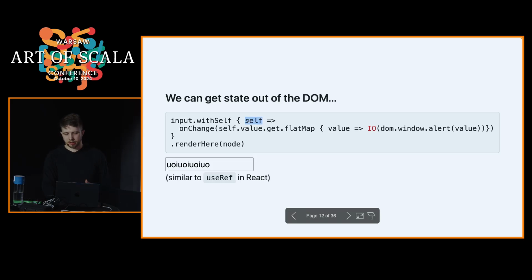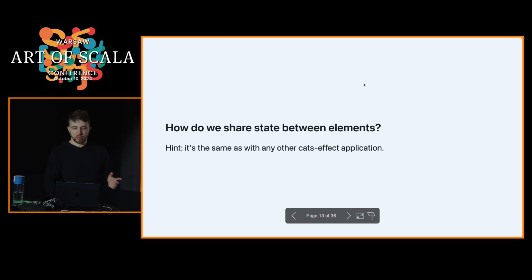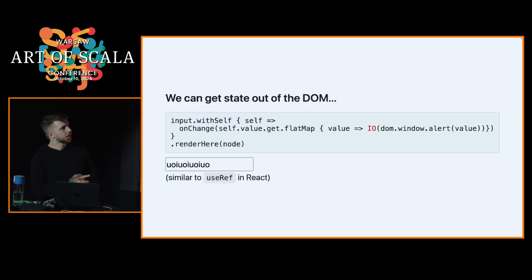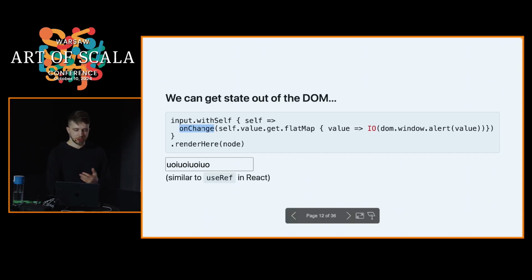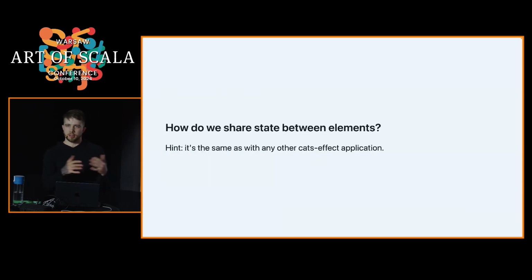This is something that we can use to refer to the element that's being rendered. So kind of like a recursive fixed point kind of thing. But still, if you notice one thing here, we just have one element that's an input box, and we're only listening to onChange events. It would be nice to be able to share state between multiple elements.